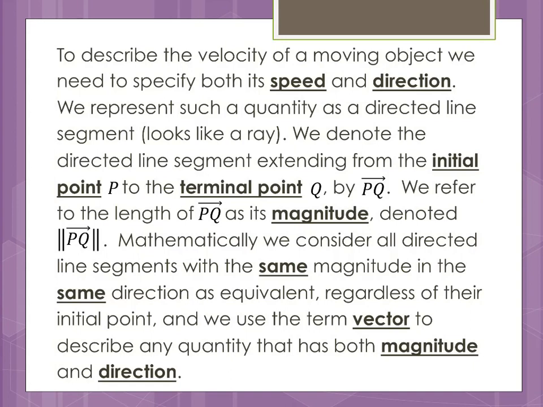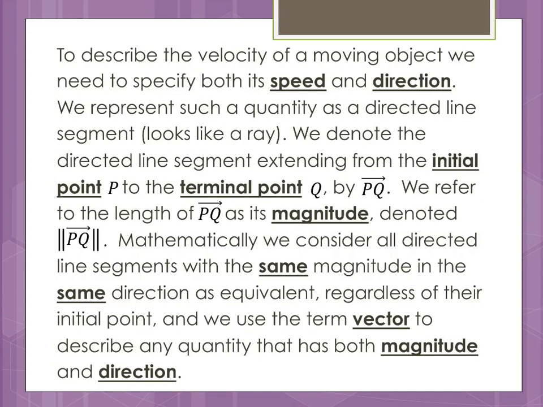We denote the directed line segment by extending from the initial point P to the terminal point Q. And we write it as PQ with the ray notation on top, just like you're used to seeing from a geometry perspective. We refer to the length of PQ as its magnitude. And it's denoted with these double bars. It looks kind of like an absolute value symbol, but it's double bars.